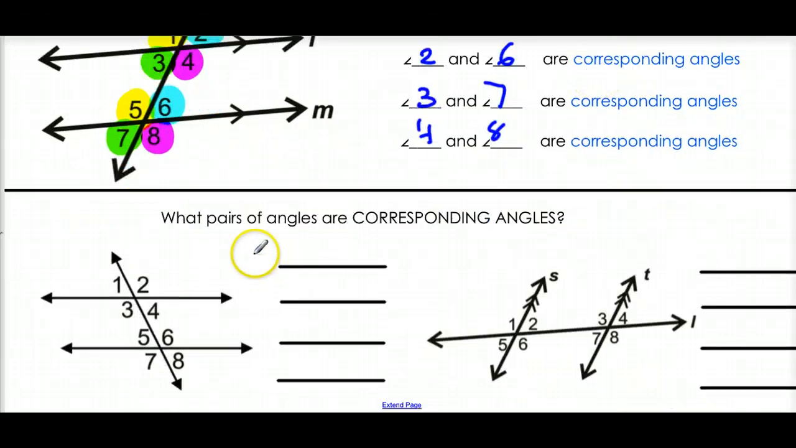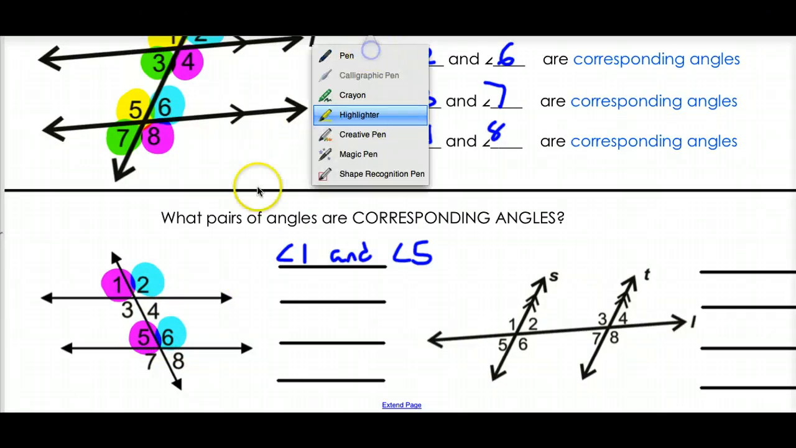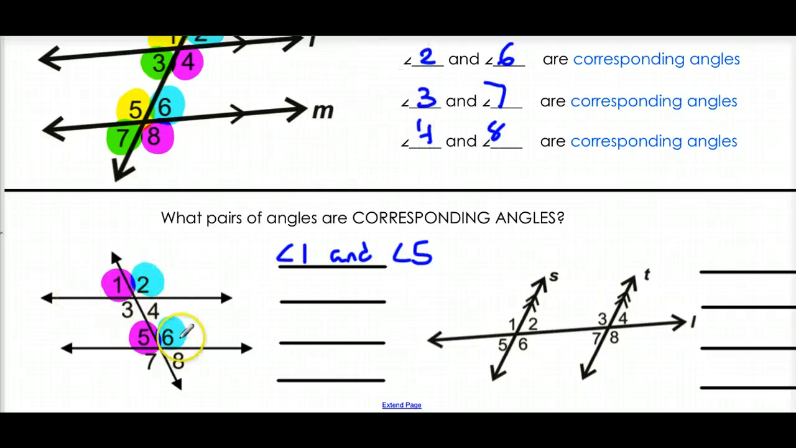All right, which pairs of angles are corresponding? Well, let's just do 2 for each one of these, but there's 4 for every example. You have 1 top left-hand side and 5 top left-hand side, right? So, since those are in the same position, you could say angle 1 and angle 5 are corresponding angles. Also, let's try 2 and 6, right? 2 is in the top right-hand side, and 6 is on the top right-hand side. So 2 and 6. All right? Now let's take a look. There's 2 more. You find those on your own.